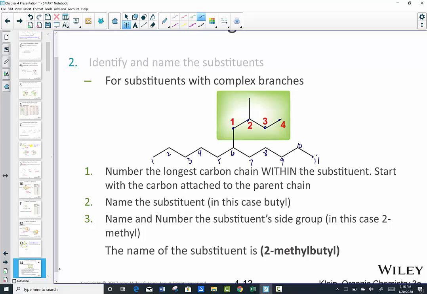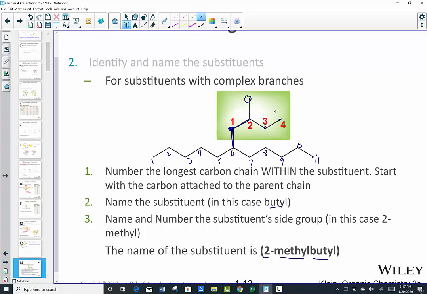And then always start numbering from the carbon that's attached to the parent chain. When we name the substituent, a 4 carbon, of course, would be called butyl. Then I'm going to let you know that the butyl group actually has a branch coming off of carbon 2. That's called 2-methyl-butyl. The branch itself, this carbon that comes off the parent chain, is always carbon 1. When I number here, this is carbon 2. This 1 carbon branch, 2-methyl-butyl, is the name of that branch.